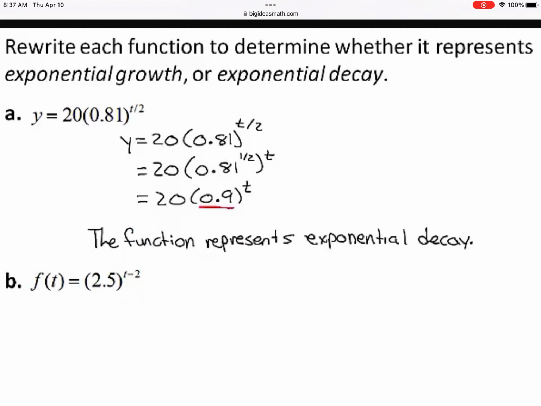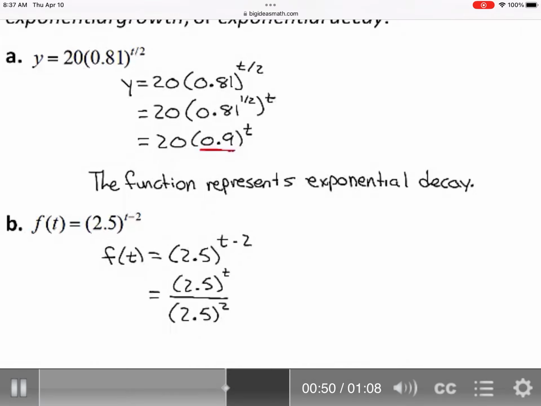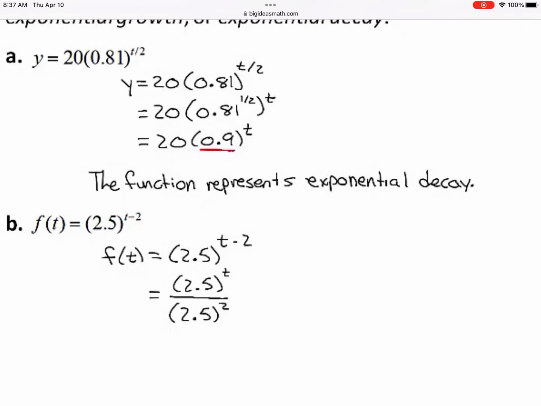Part B. f of t equals 2 and 5/10 to the t minus 2 power. First write the function. Next, use the quotient of powers property to rewrite the function as f of t equals 2 and 5/10 to the tth power divided by 2 and 5/10 to the second power.